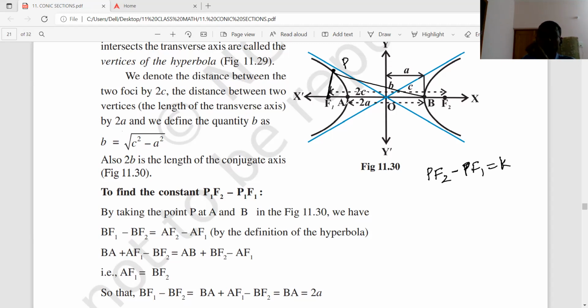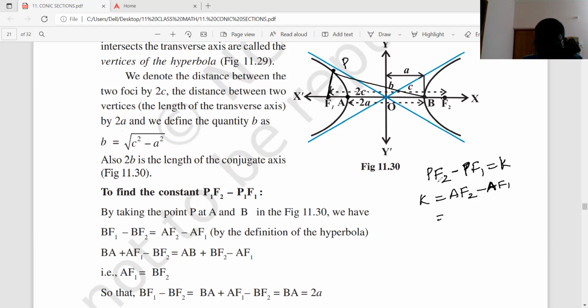So your vertex is here, right? Your vertex is there, A. According to the definition of the hyperbola, what do you know? We know that AF2 minus AF1 equals K. A is also on the hyperbola, right? So it is AF2 minus AF1.